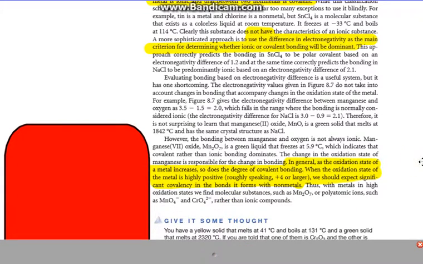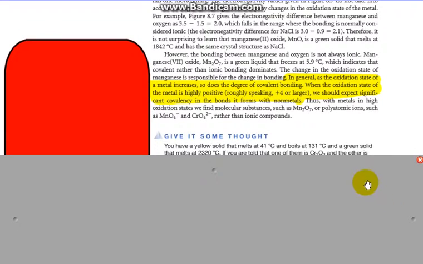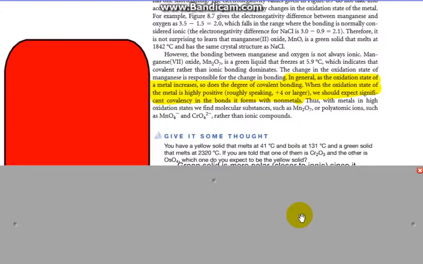All right. So that leads us to the last question here, dealing with some of these things that we talked about. So assume you have a yellow solid that melts at 41 degrees C and boils at 131. Now both of those are relatively small numbers, okay? And a green solid that melts at 2320 degrees C. That's an extremely high value. If you're told that one of them is Cr2O3 and the other one is OsO4, which one do you expect to be the yellow one? Which one's the green one?